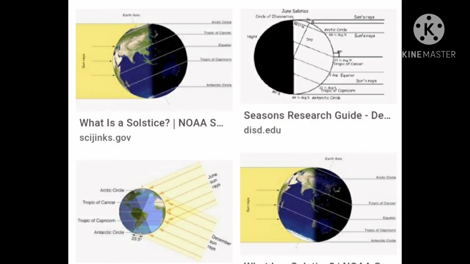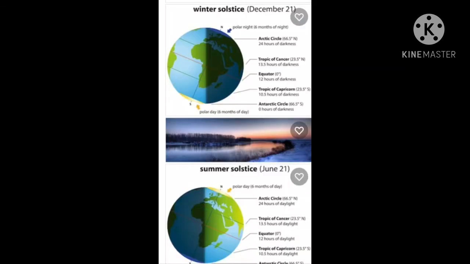Let's take information about longest day and shortest day in the northern hemisphere and southern hemisphere. 21st June is the longest day in the northern hemisphere and the same is the shortest day in the southern hemisphere. 22nd December is the longest day, or we can also call it the shortest night, in the southern hemisphere. The same is the shortest day and longest night in the northern hemisphere.